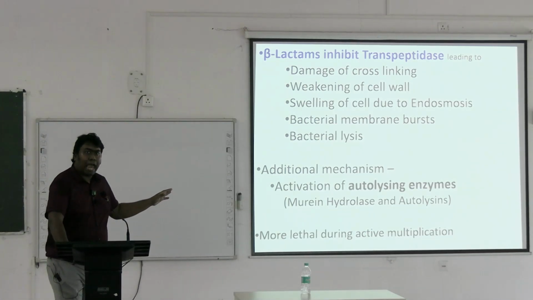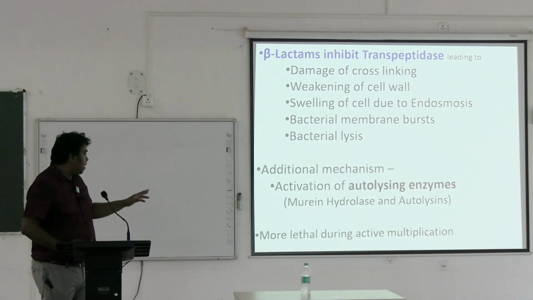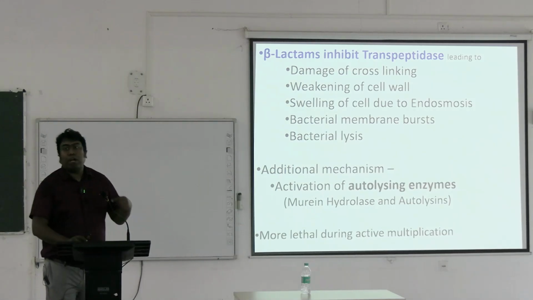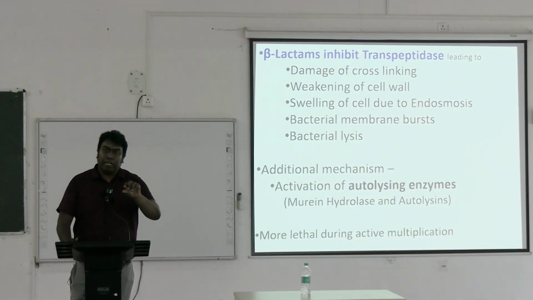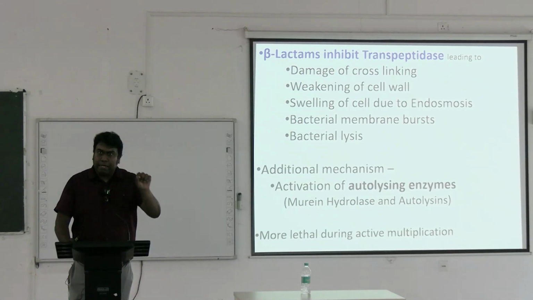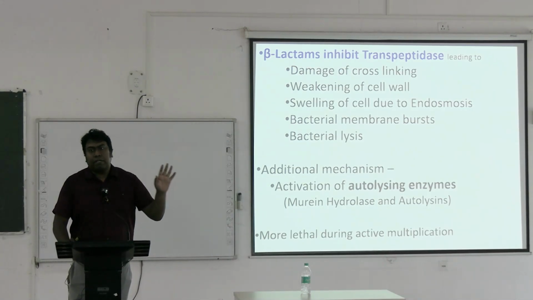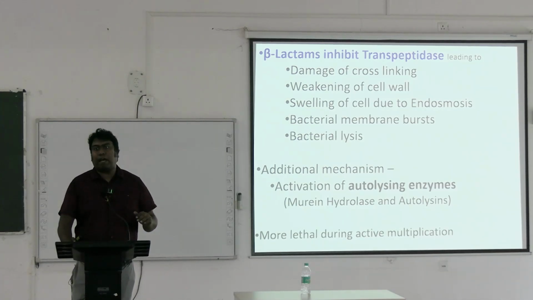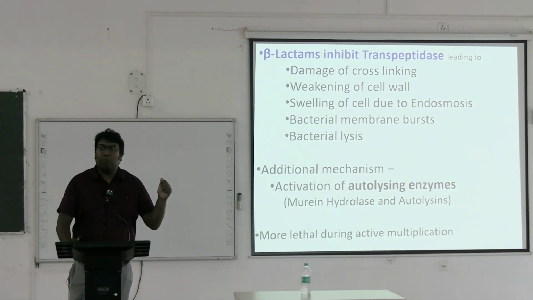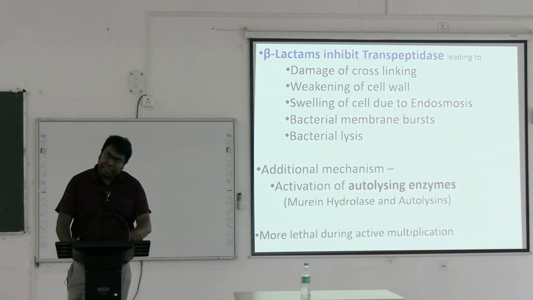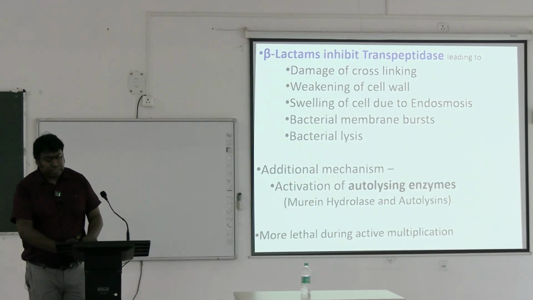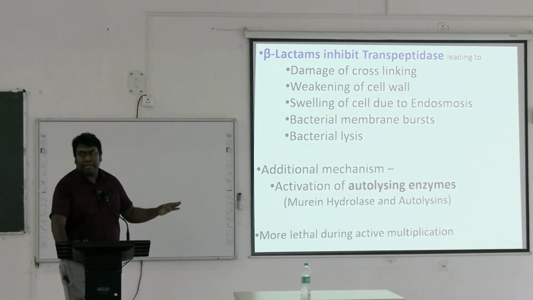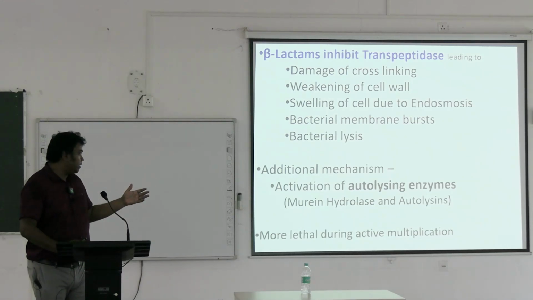An additional mechanism is that they also activate autolysis enzymes, and all these are more important or more lethal when there is multiplication of the bacteria. Why? At that time, the cell wall is not purely constructed. In the dividing phase, if there is multiplication of the bacteria, this is more lethal. So why is it cidal? Clear? Why are beta lactam antibiotics bactericidal, not bacteriostatic, and why are they more lethal during the dividing or multiplication phase?